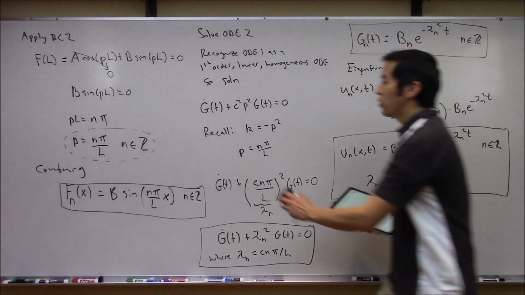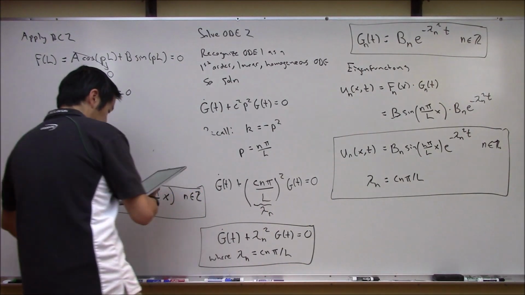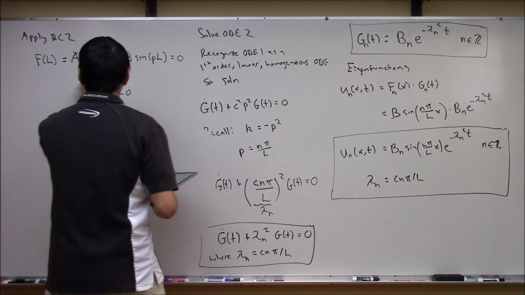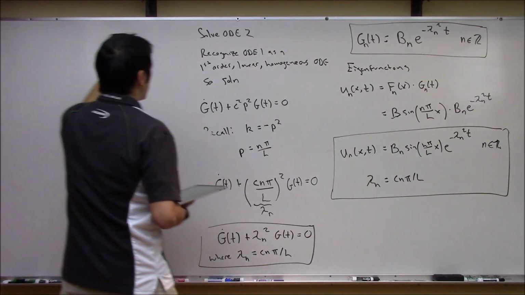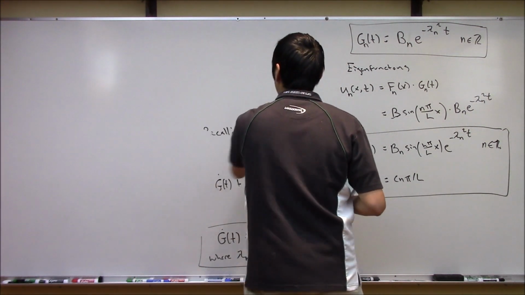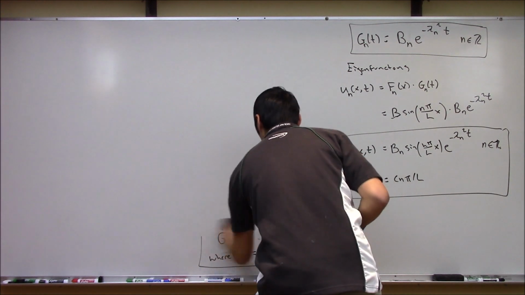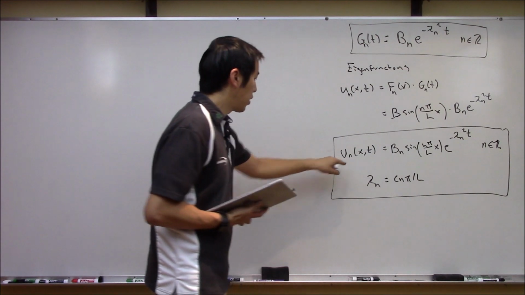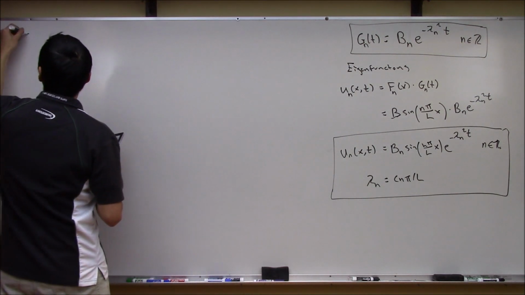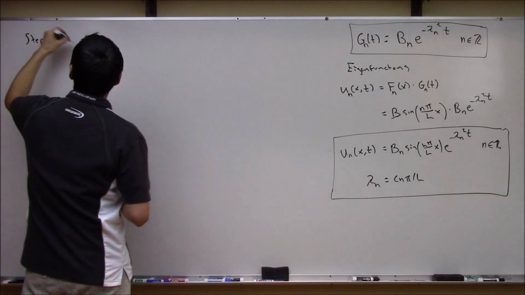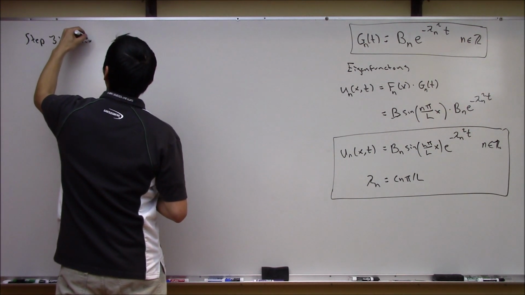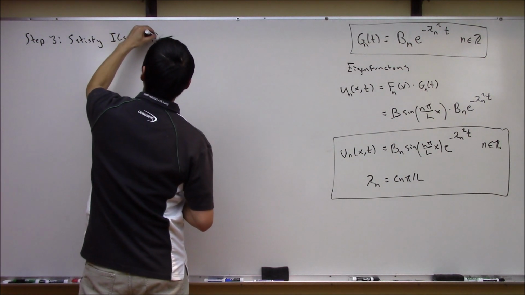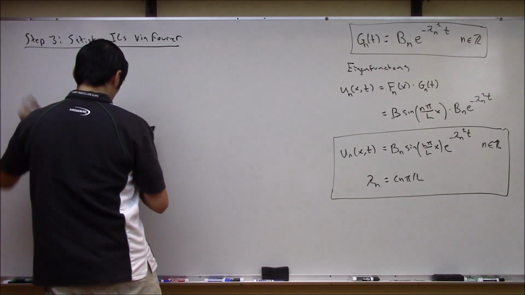Okay, so great. Let's go ahead and do step 3 now. I don't want to just satisfy the boundary conditions, I want to satisfy the initial condition as well. So step 3 is to use Fourier analysis to compose a solution out of all of these eigenfunctions, which is to satisfy our initial conditions via Fourier. That's what we're going to do.